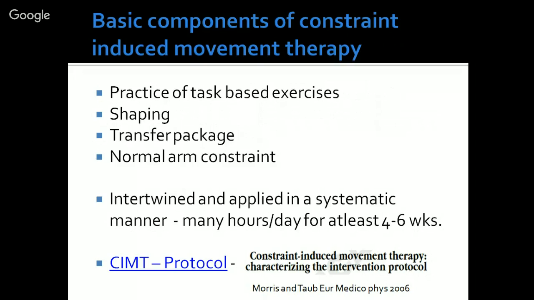And finally, the constraint of the normal arm is done in order to prevent them from using the normal side. These techniques are not applied in isolation, but they are joined together and applied in a systematic manner for many hours per day for at least 4 to 6 weeks. And the CIMT protocol can be learned, and anyone who is interested in applying CIMT, I would like you to listen to part 1, which has been derived from the article Constraint-Induced Movement Therapy: Characterizing the Intervention Protocol by Morris and Taub, published in 2006.